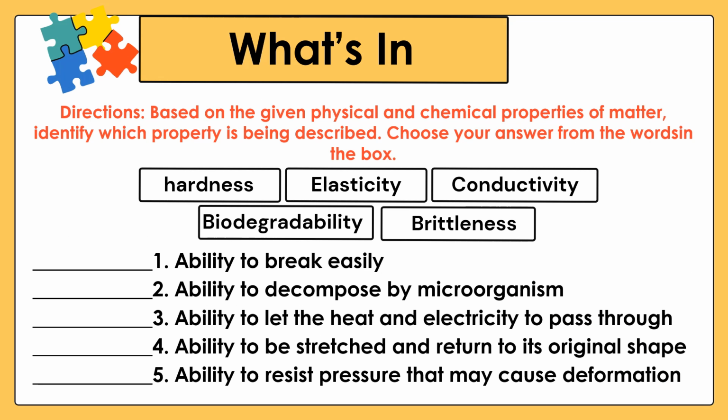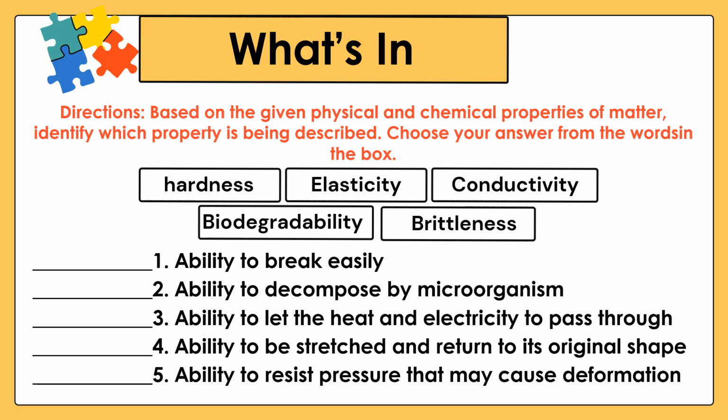Let's have another activity. Directions. Based on the given physical and chemical properties of matter, identify which property is being described. Choose your answer from the words in the box. And here are the choices: hardness, elasticity, conductivity, biodegradability, brittleness.